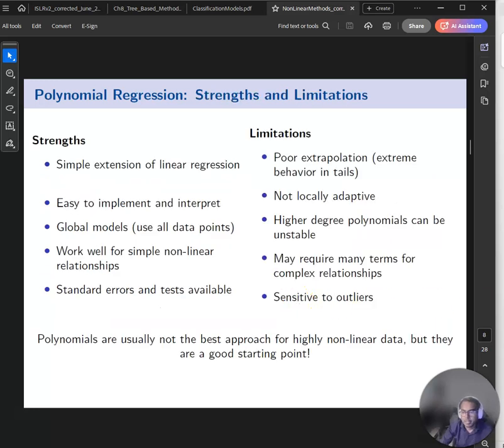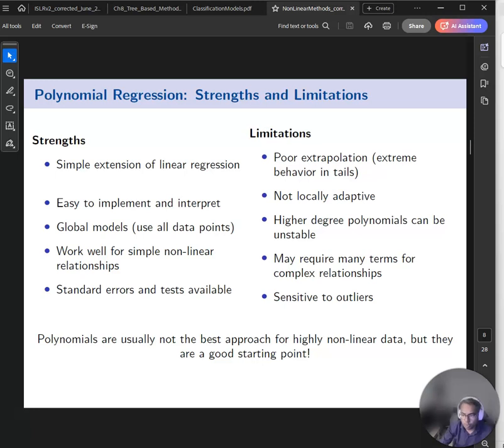Like any statistical method, polynomial regression has both strengths and limitations. So let's start with the strengths. First, it is a simple extension of linear regression that most analysts already understand. It's easy to implement in any statistical software and interpret conceptually. We are just allowing our regression line to curve, that's all.